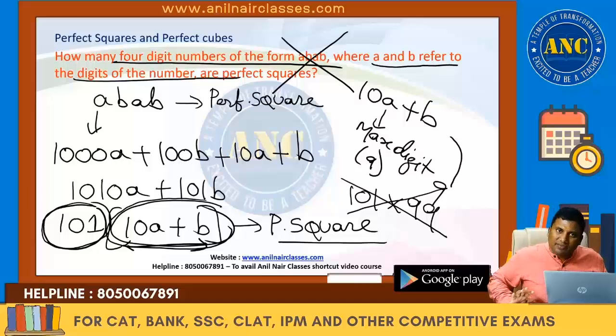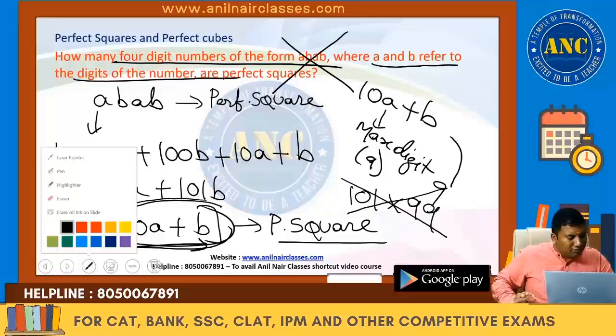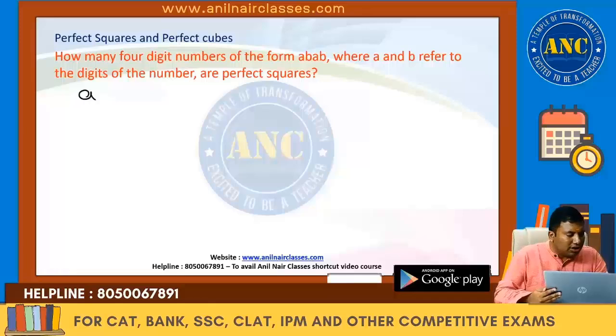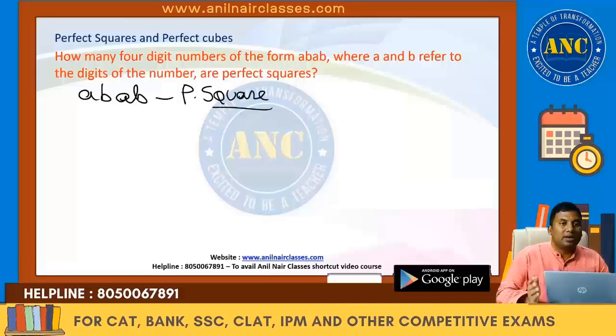Idea clear, right? Now, next question. Clear, right? Next one. Or in case you want, you can also solve it by using AB is a perfect square. It is a 4-digit number. What is the lowest 4-digit perfect square?